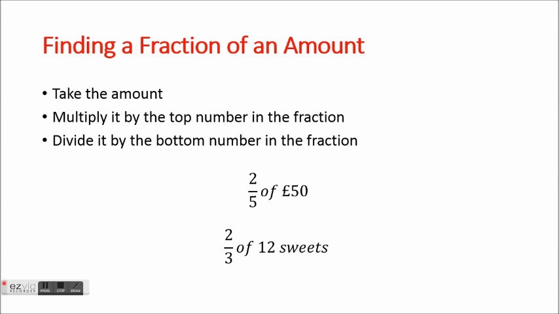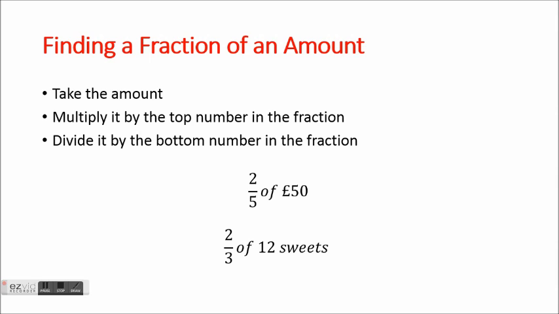So this is a common GCSE question. You have to find a fraction of an amount. So you take the amount, in this case £50, then you multiply it by the top number of the fraction, so in this case, you're going to have to multiply it by 2. Then you divide it by the bottom number, which is 5. So 2/5 of 50 is 50 times 2 divided by 5. So 50 times 2 is 100. Divide that by 5 is 20. So 2/5 of 50 is 20.